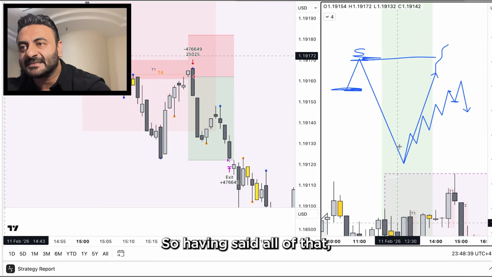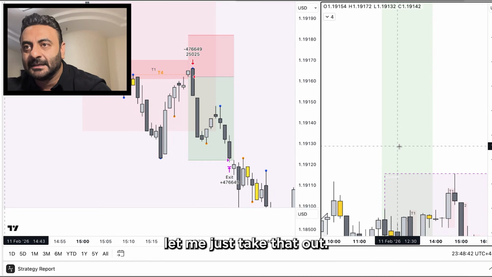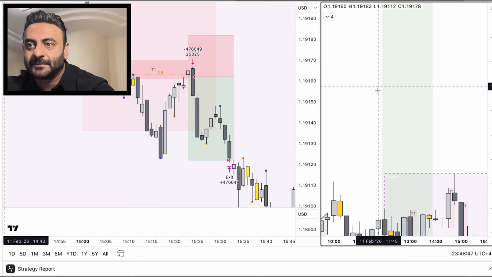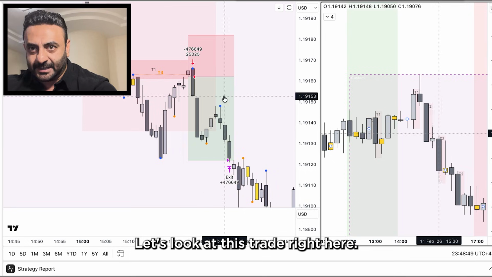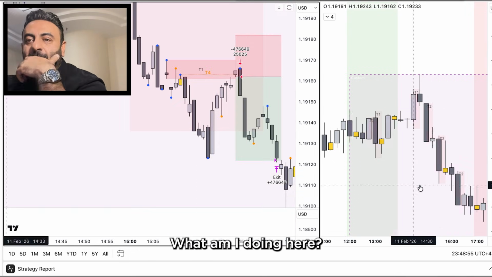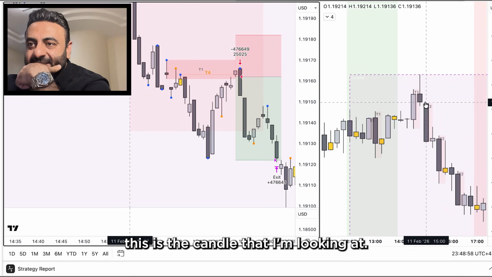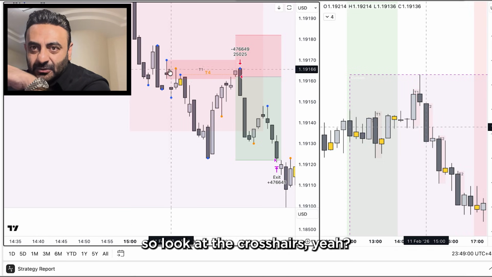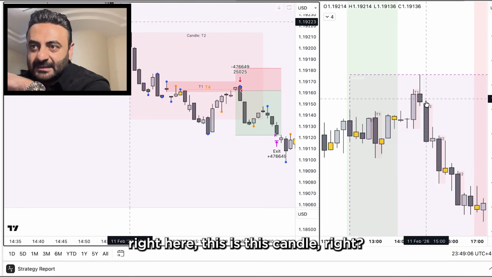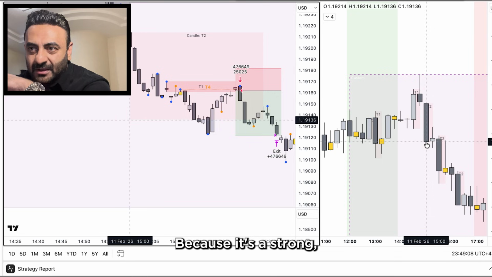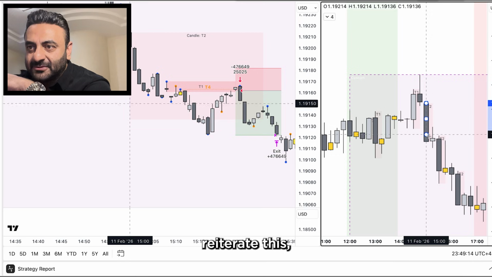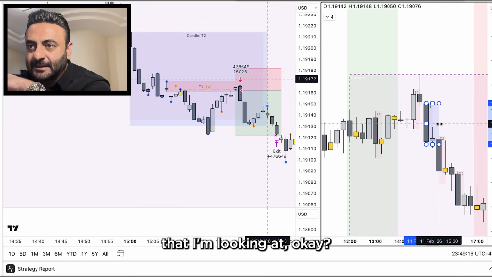Having said all of that, what does that mean for us? Give me one second. Let's look at this trade right here. All right, so what is this? What am I doing here? This is the candle that I'm looking at, the 15-minute candle. Look at the crosshairs. The box that I've drawn right here is this candle, because it's a strong, nice momentum candle, and this would be the box that I'm looking at.